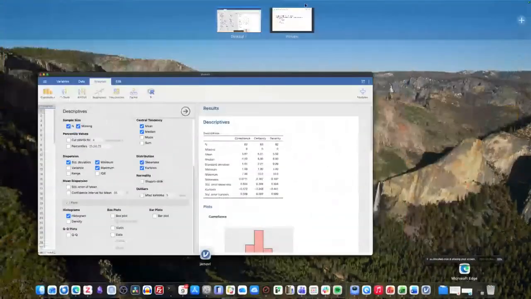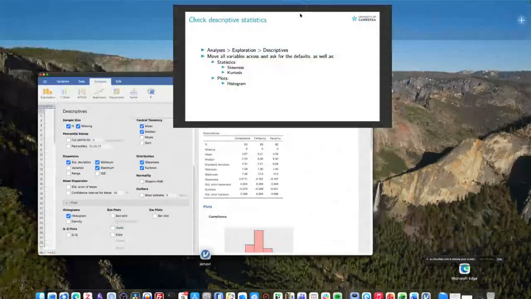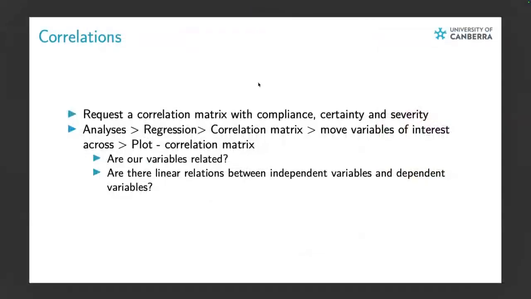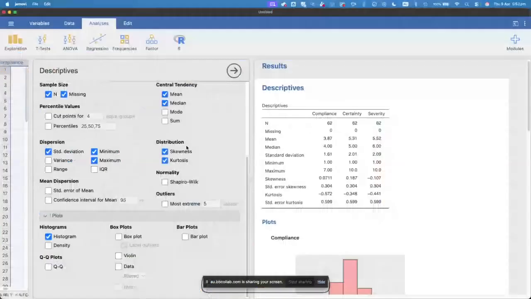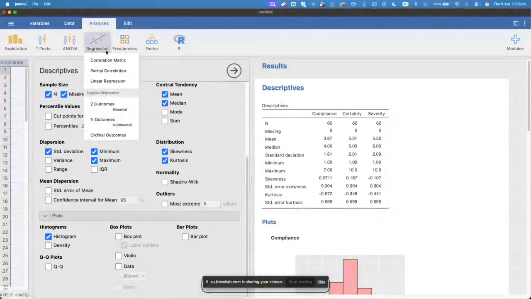So the next thing that we'll be doing after that and plotting histograms is running a correlation matrix to see if there are any relationships between our variables. It also allows us to test for multicollinearity, but we also have another test for multicollinearity called the variance inflation factor. All this is covered in the lecture, but I'm just reiterating here for clarity. So we're asking the question, are our variables related? So let's go to regression, correlation matrix.